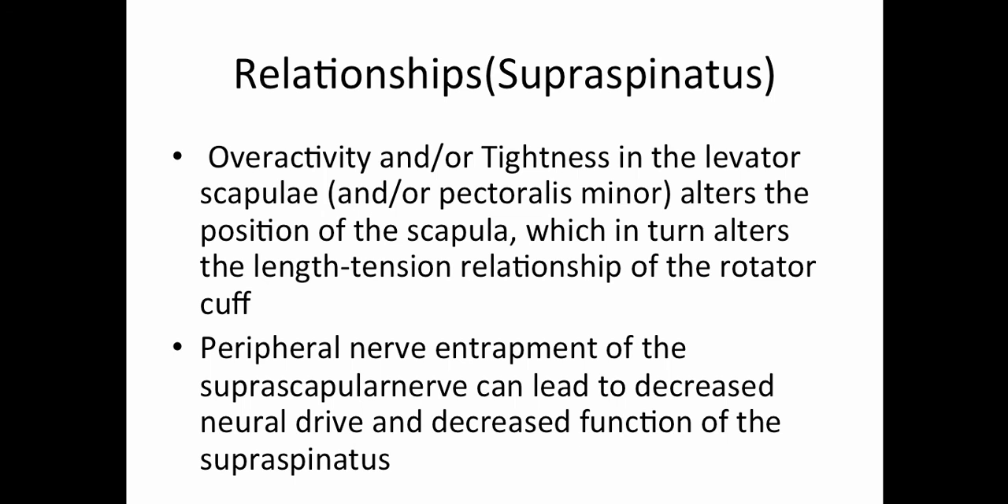Overactivity or tightness in the levator scapula and/or the pec minor alters the position of the scapula, which in turn alters the length-tension relationship of the rotator cuff. Any peripheral nerve entrapment of the suprascapular nerve can lead to decreased neural drive and decreased function of the supraspinatus.